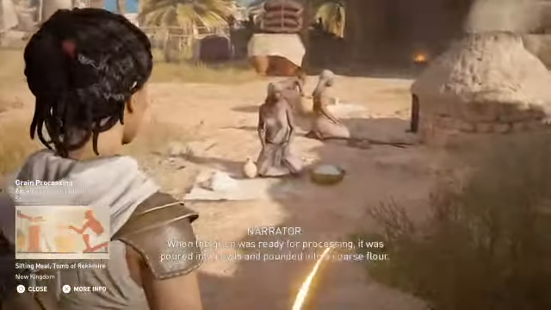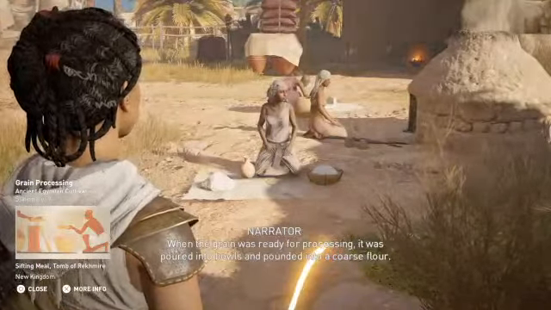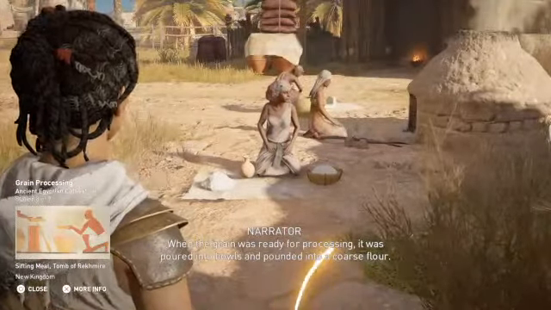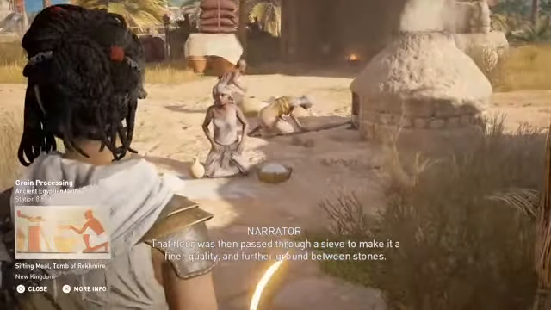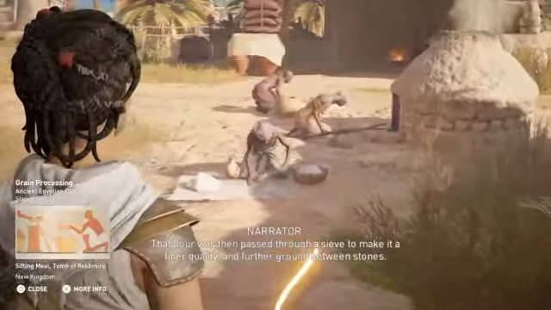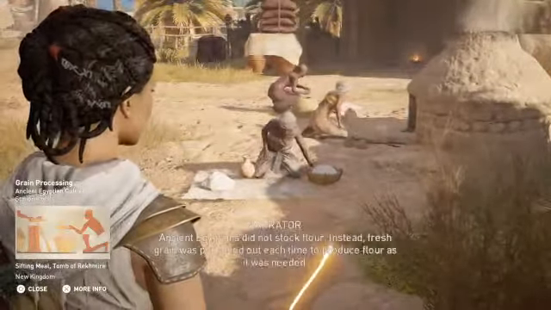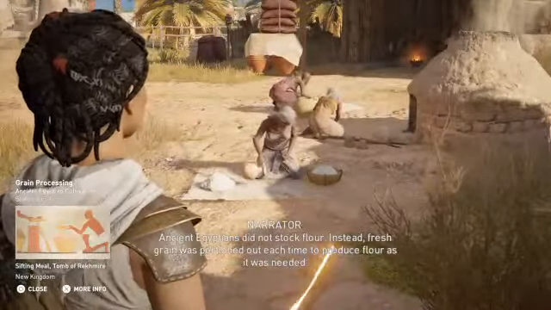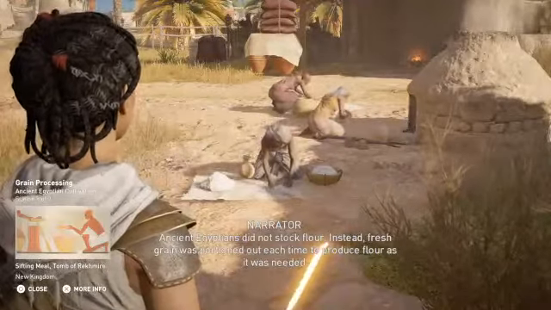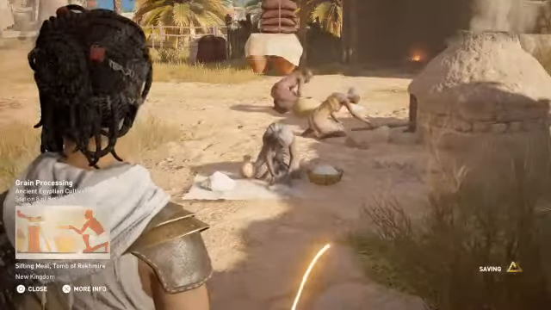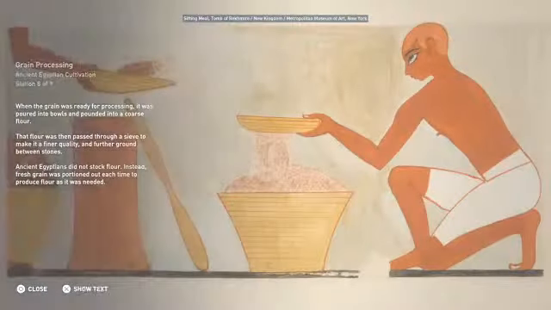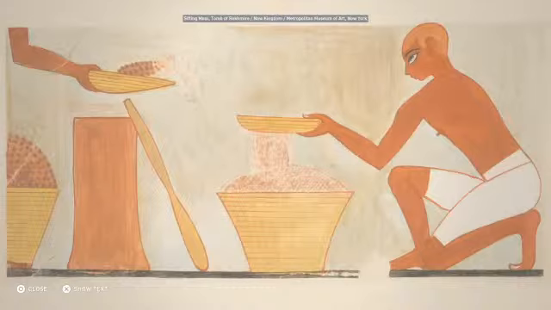When the grain was ready for processing, it was poured into bowls and pounded into a coarse flour. That flour was then passed through a sieve to make it of finer quality and further ground between stones. Ancient Egyptians did not stock flour. Instead, fresh grain was portioned out each time to produce flour as it was needed. Sifting meal, tomb of Red Mir, New Kingdom, Metropolitan Museum of Art in New York.